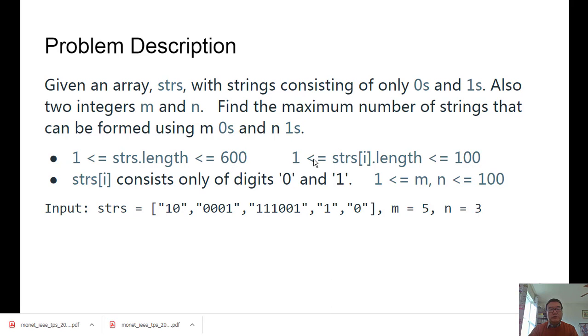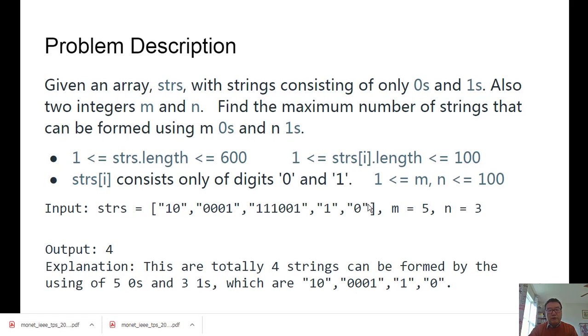So we have up to 600 strings, and each string has length up to 100. And m and n are kind of small, up to 100. So here is an example. I encourage you to think about what the answer is. With 5 zeros and 3 ones, how many of these 5 strings can be formed at the most? So we can form 4 of them.